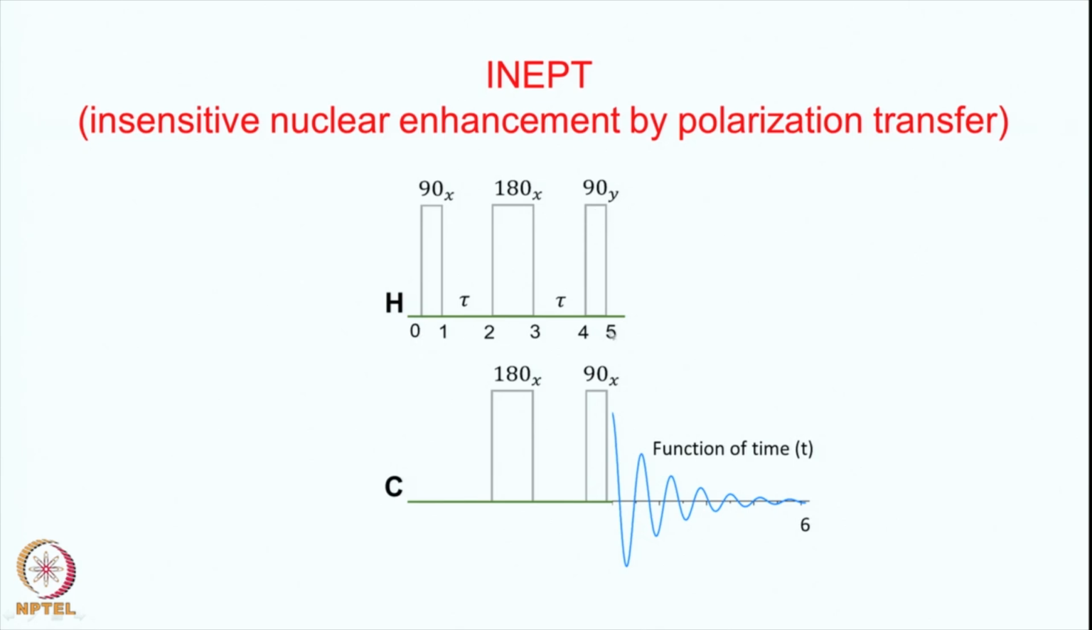And the various time points here are represented like this: 0, 1, 2, 3, 4, 5, and this is the time point 6, which is in your detection period. You also recall that this is very similar to the spin echo sequence. The spin echo also had this 90, 180, 90 separated by the time tau, except that we are now using it as a hetero experiment for transferring polarization from proton to carbon. How does it happen? Let us see this. We will analyze that using the product operator formalism.